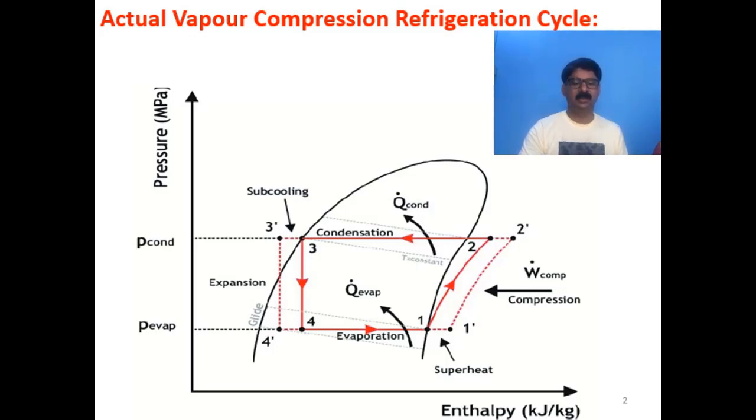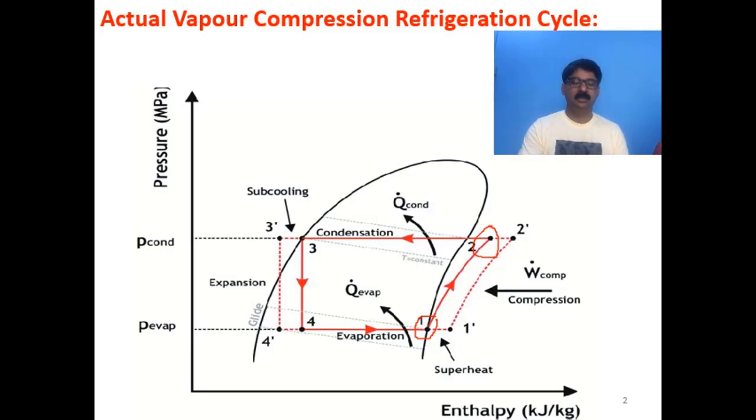As I told earlier, in the compression process, if point 1 is on the saturated vapor line, then after compression, point 2 automatically has to go to the superheated region, if the initial state 1 is in the dry saturated region or line. This compression process is called dry compression.